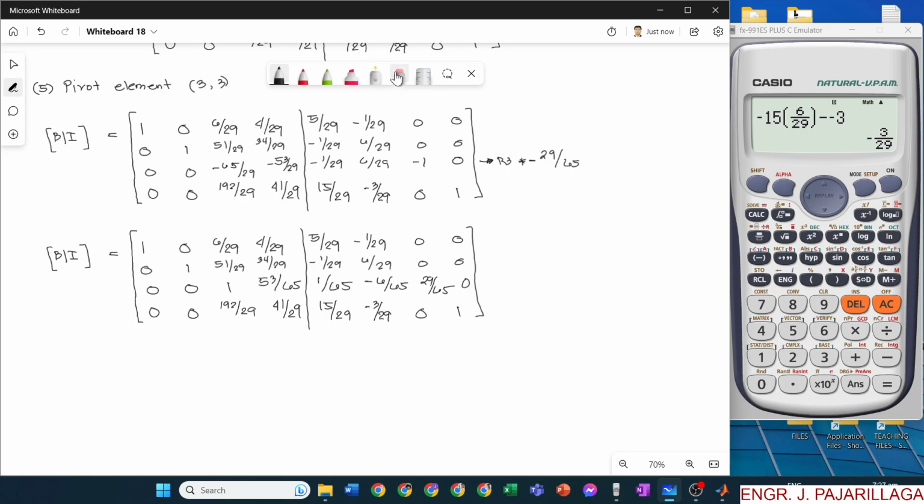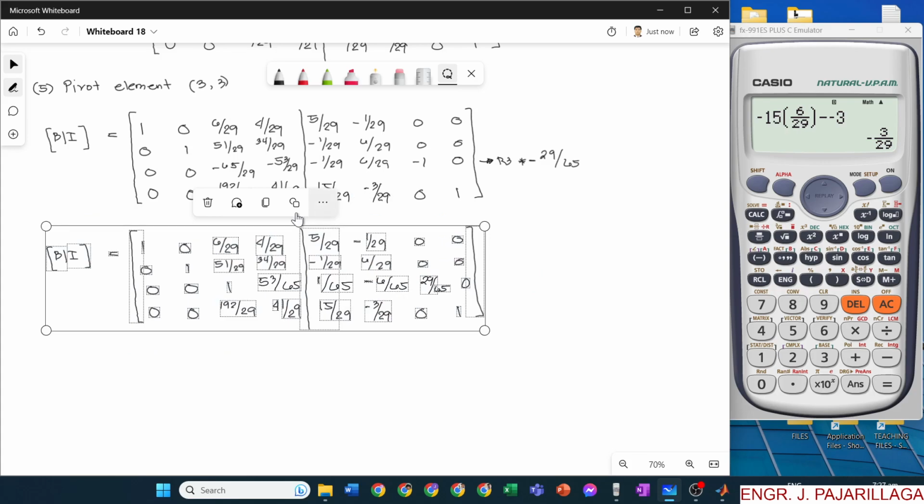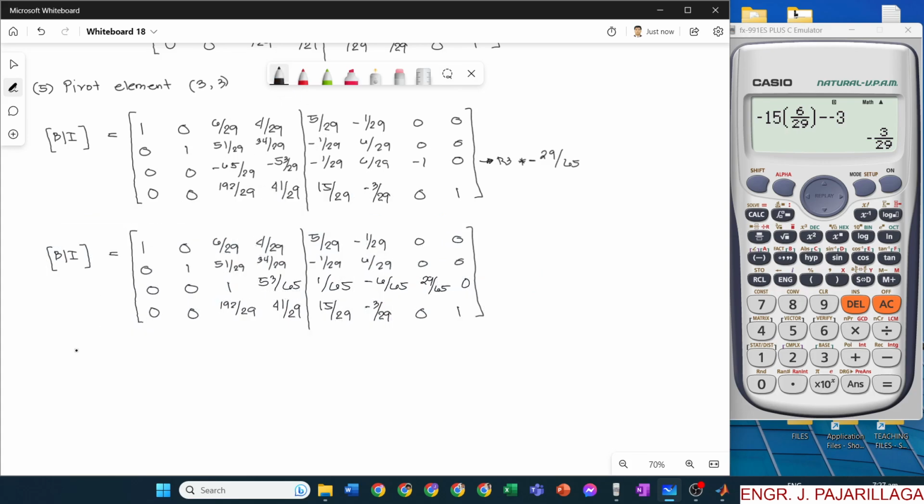Okay? So, medyo masikip. Yan, lumalaki na kasi yung mga values ng number. Okay? So, tapos na tayo. We are through with pivoting this matrix. So, copy ko lang ulit sila. Copy. And then, let's proceed with the next step.